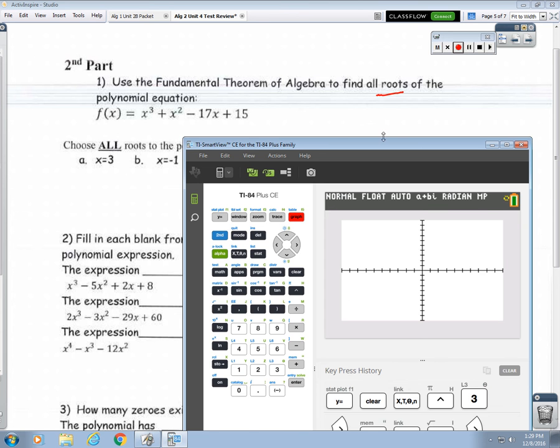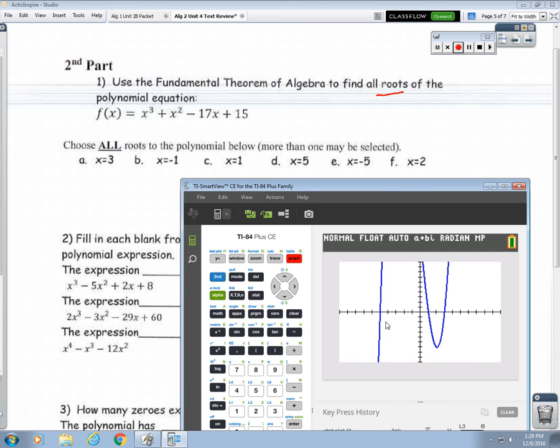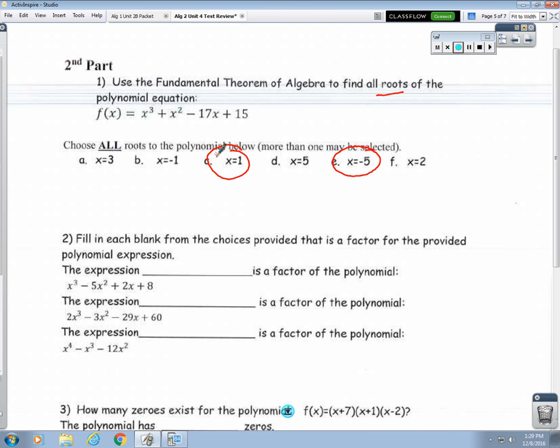Okay, when you graph it, how many zeros does it have? 3, and where are they located? Okay, so -5, 1, and 3. A, C, and E.